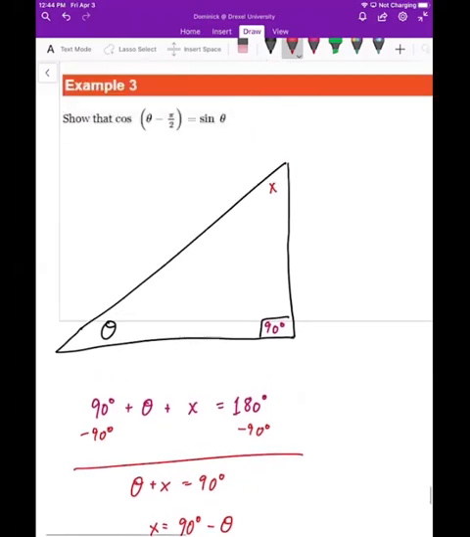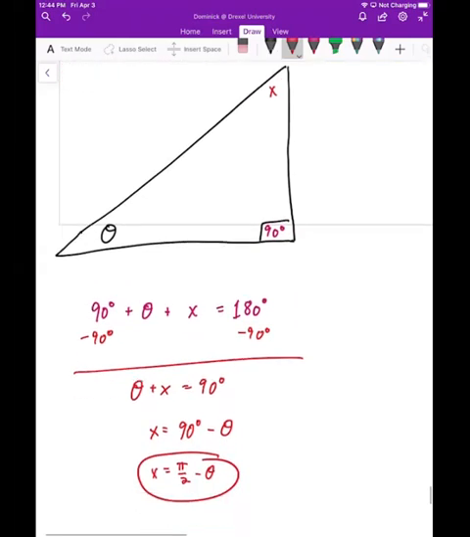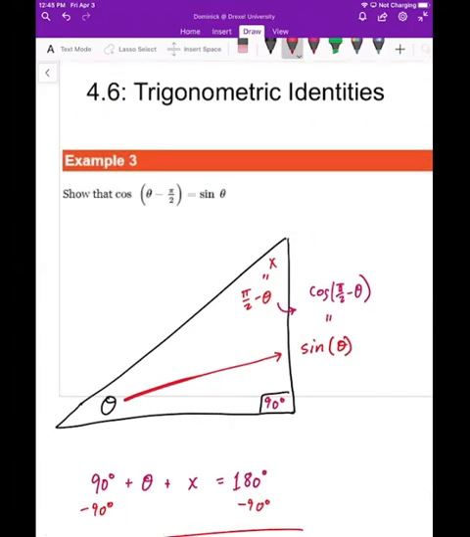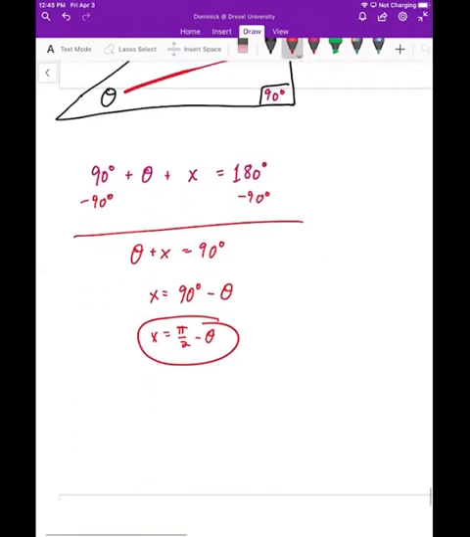So if I'm looking at the cosine of pi over 2 minus theta, well, the cosine of pi over 2 minus theta is this side. So this is cosine pi over 2 minus theta, because that's the adjacent side. But it's also, since this is theta and this is the opposite side, this is sine of theta, right? So that means that these two things have to be equal, which is what we wanted to show. All right, so that's sort of the idea there.